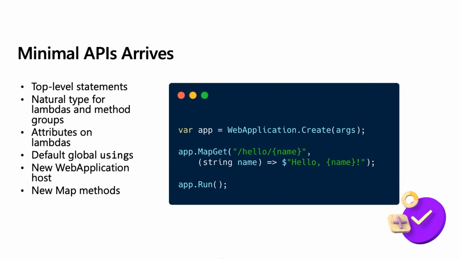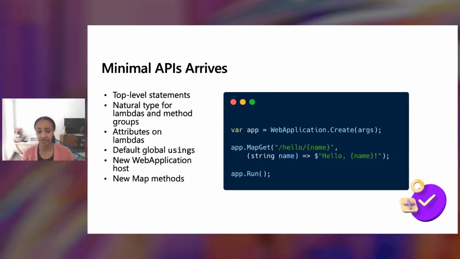Simplifications in the way that you instantiate a web application host, as well as improvements to the way that you register endpoints. We introduced a collection of map methods that allow you to register endpoints using a variety of those RESTful verbs. So these are changes that happened across the language, across .NET, and across ASP.NET Core to make minimal APIs a lot simpler and easier to use in .NET 6.